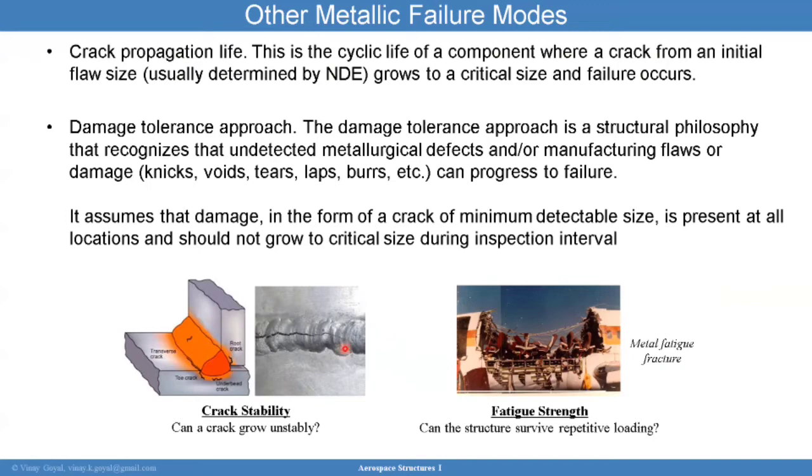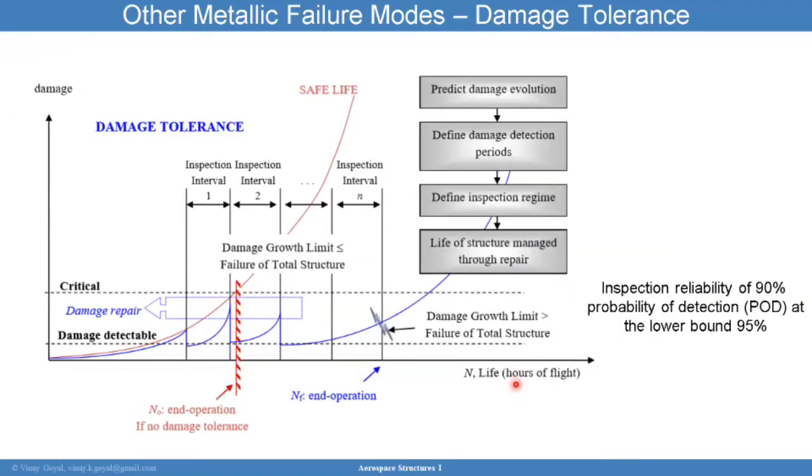We also have metal fatigue fracture failure. I'll show that example later. But let me show you an image from my book and show you what's going on here. What is the philosophy used? We have damage on the y-axis. On the x-axis, I have the number of hours of flight. And what I'm looking for here is the damage as a function of time, number of cycles. And you can see the damage will start at some point, and it will grow to some level.